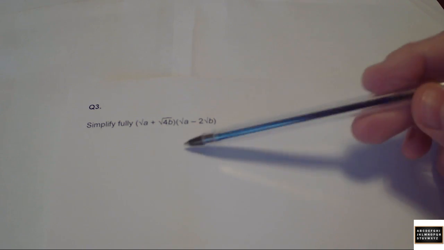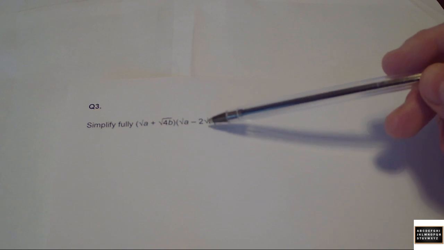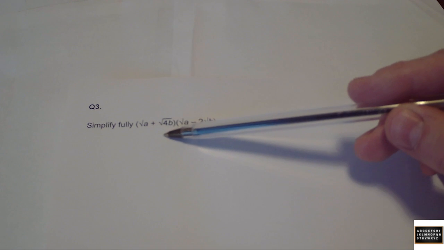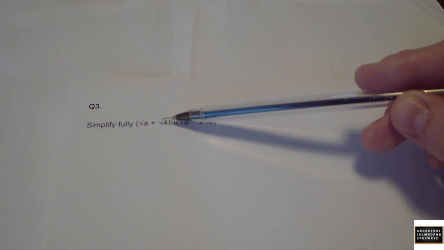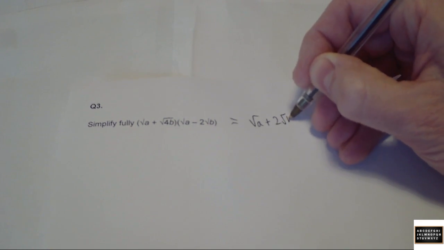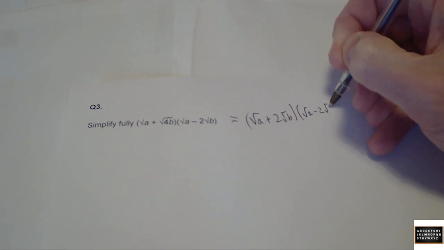Question 3, again, working through this one, we're going to do this real carefully. This is again just a pair of brackets, so I've got root A and root 4b, root A and 2 root b. Well, this is kind of a deceptive question, because this particular thing here can be simplified, because I've got root 4b here. This can be simplified. Root 4 is 2, so I could actually rewrite this question as root A plus 2 root b, and then root A minus 2 root b.